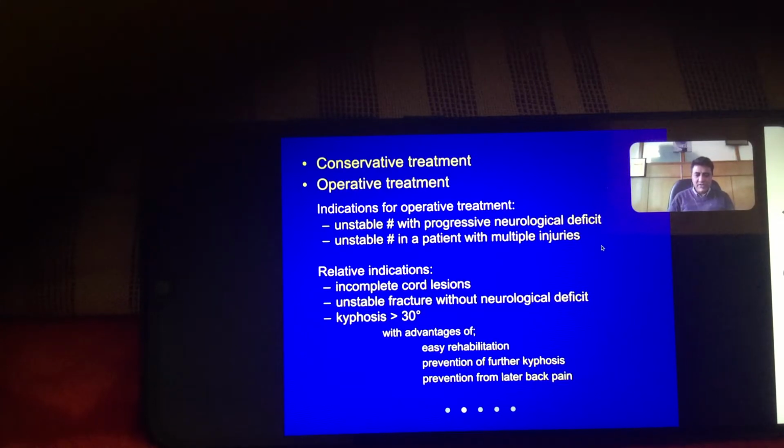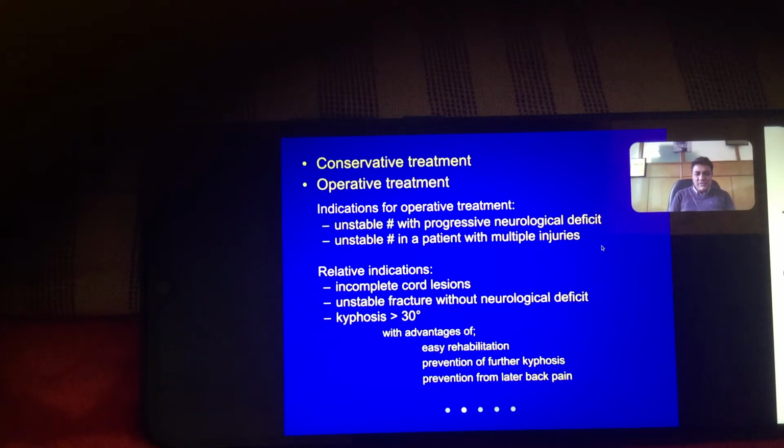For limb fractures, you have to mobilize the patient in a wheelchair or let the patient walk on crutches, and early mobilization will be much easier if you fix the spine in a polytrauma patient. So an unstable fracture in a patient with multiple injuries, or an unstable fracture with neurologic deficit, are absolute indications for operation. Another, relative indication is incomplete cord injury. If there is partial neurological deficit, you have to operate, because you have to make the cord free.